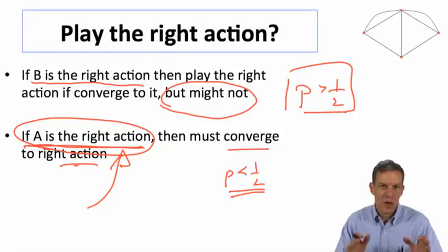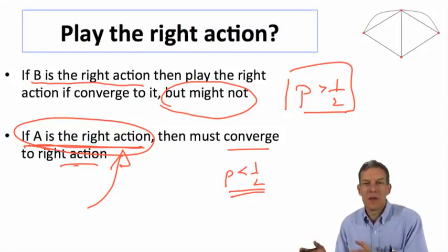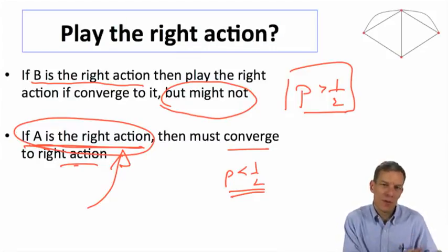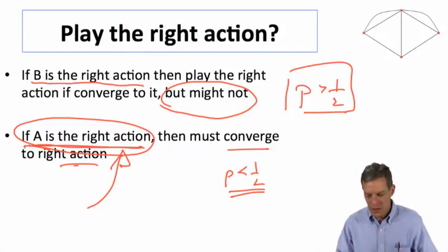Okay, so we will all converge to doing the same thing in this model, but whether it's the right thing or not depends on whether B is the right thing or A is the right thing. If A is the right thing, we'll definitely converge to the right answer. If B is the right thing, we might or might not, depending on what our prior distribution is and whether we get good luck in the initial draws.